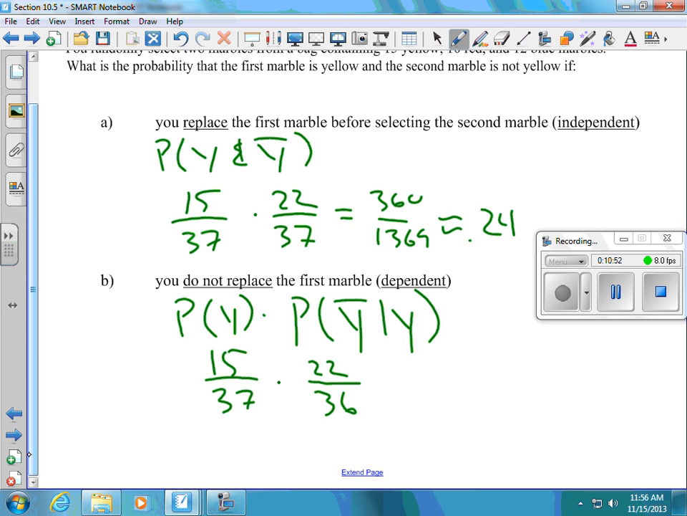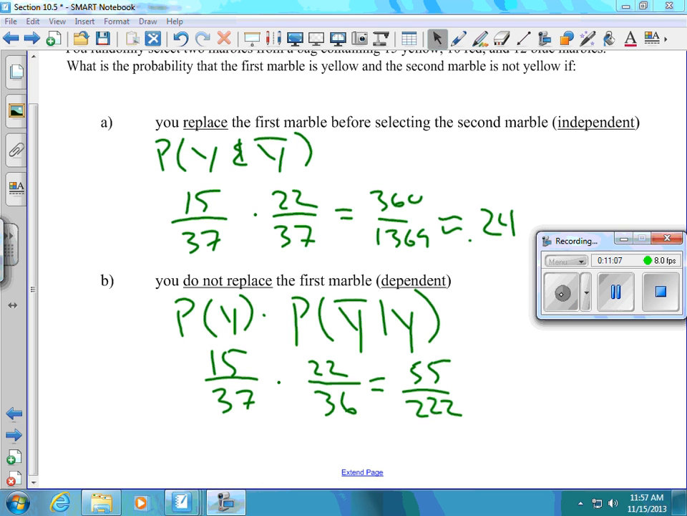If you keep the marbles out, or the cards out, or whatever you're picking out, then there's one less to choose from the next time. And that means we get 55 out of 222. Remember, you can multiply these in your calculator. 55 out of 222 is approximately 0.247. So the probabilities were very close this time, but they were different. So replacing and not replacing, there is a difference in what your final answer is going to be.